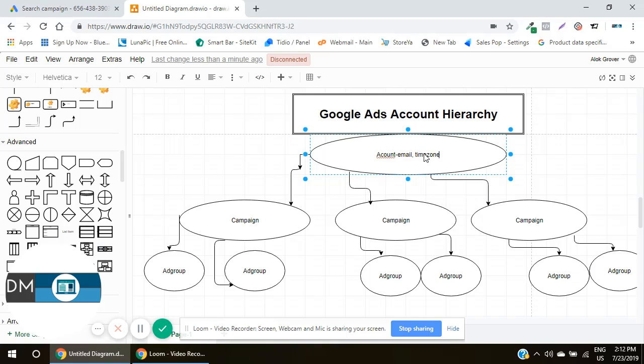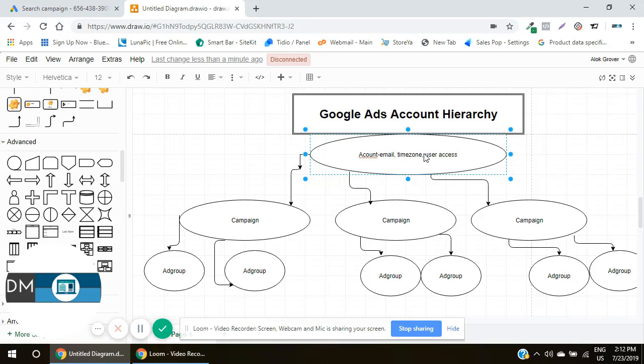Time zone is basically the time zone wherein you would be making your Google Ads, the time zone where you actually are in. Like if you are in India, then it would be IST. Fine.